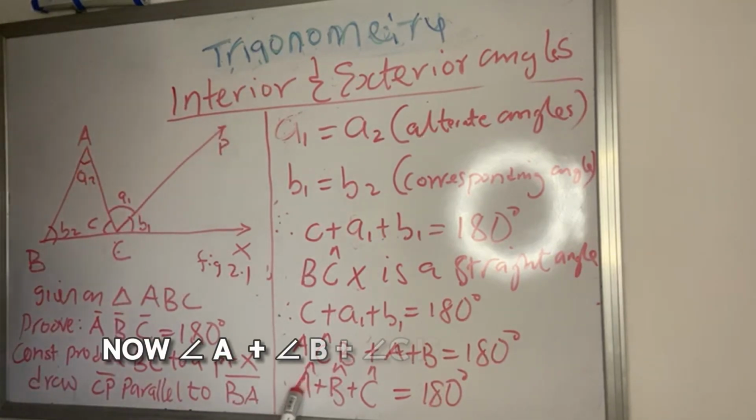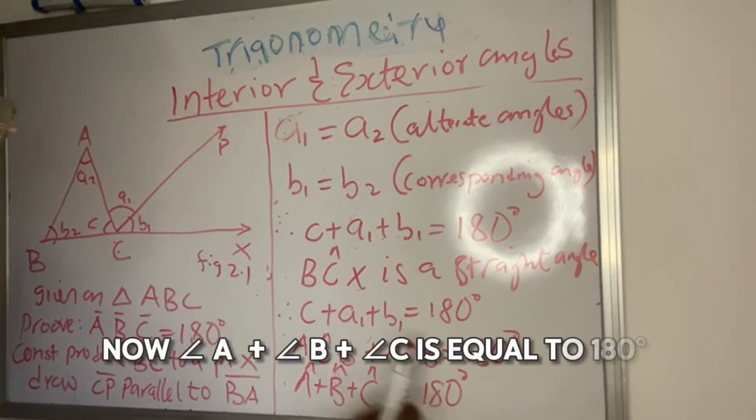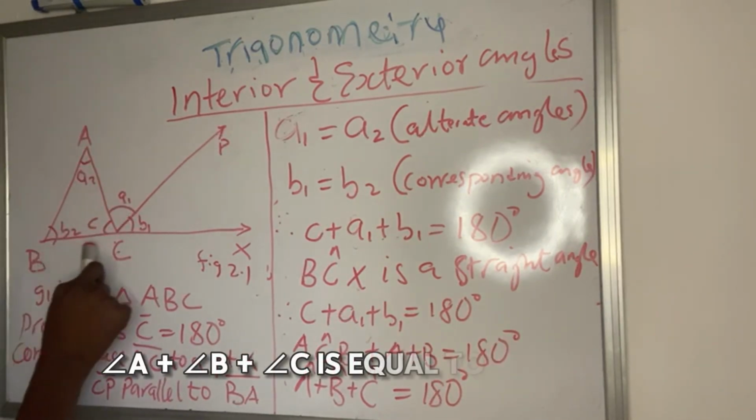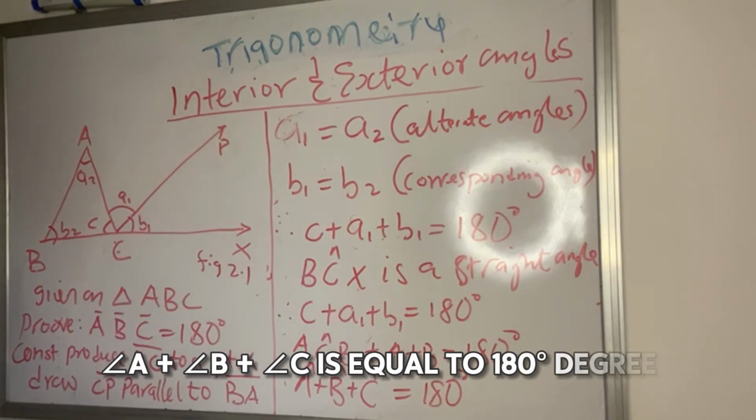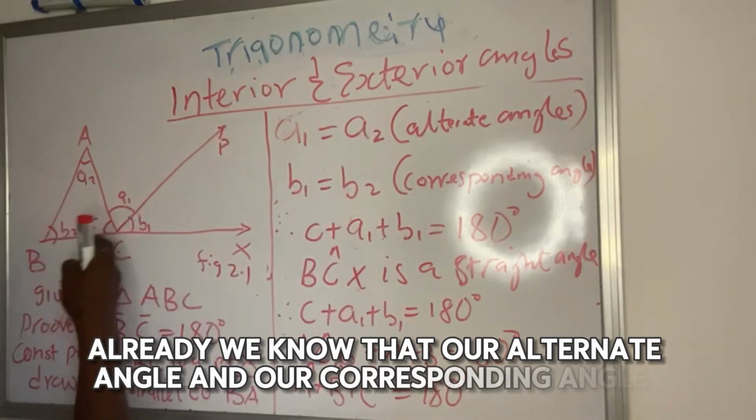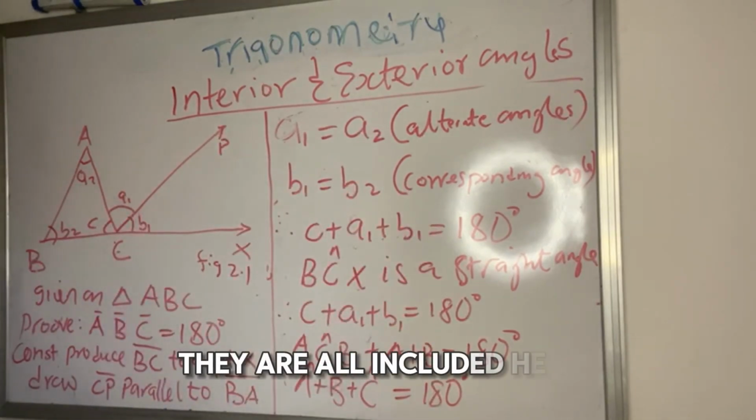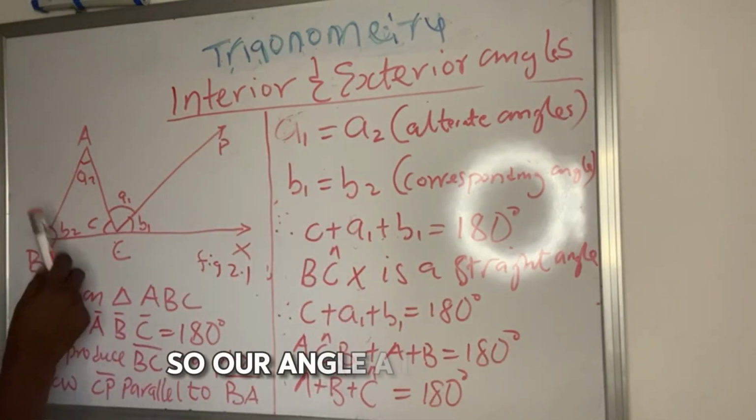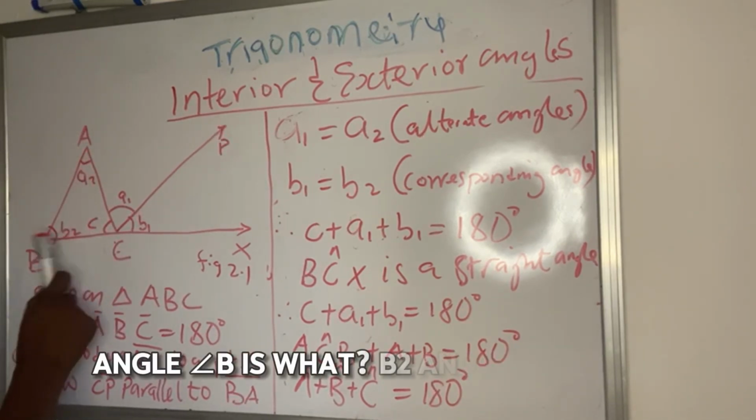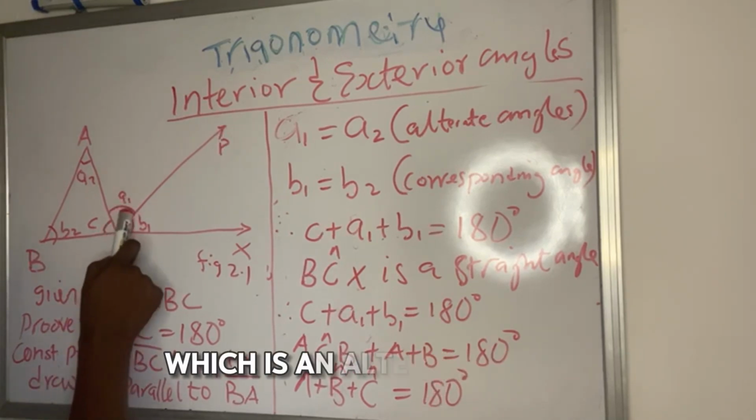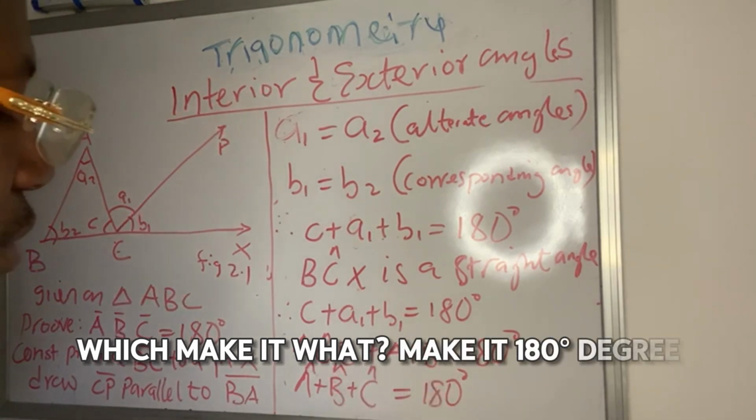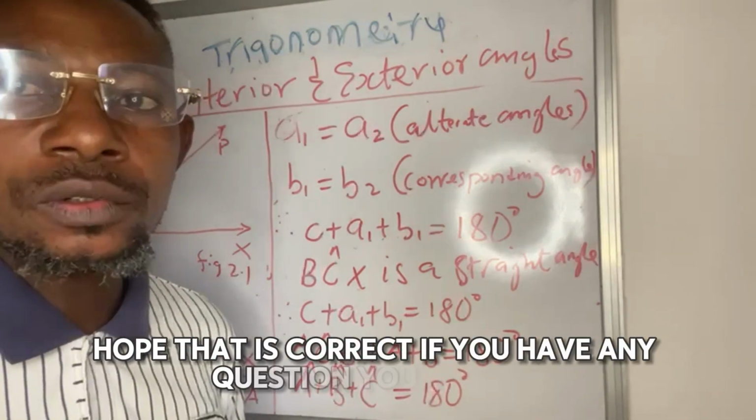Now, angle A plus angle B plus angle C is equal to 180 degrees. Already we know that our alternate angle and our corresponding angles are all included here. So our angle A is equal to A2, angle B is equal to B2, and our angle C, which is an alternate angle, is equal to what? A1, which makes it 180 degrees. I hope that's clear. If you have any question, you can ask.